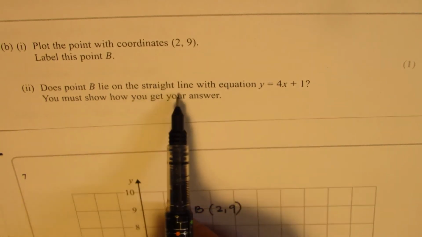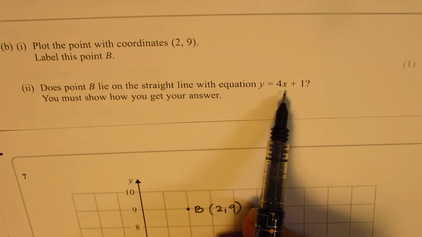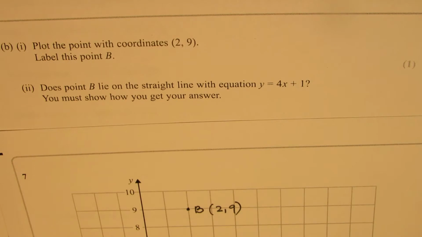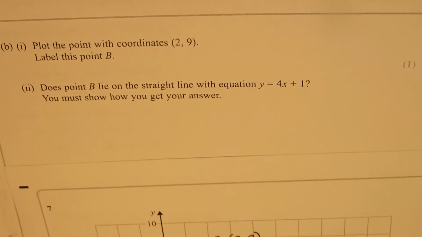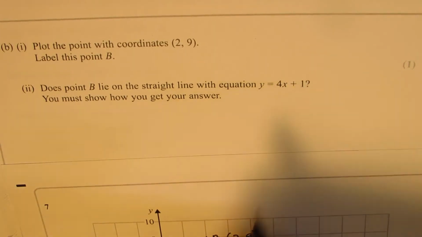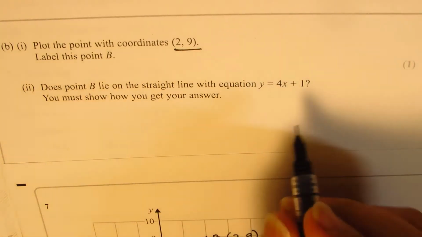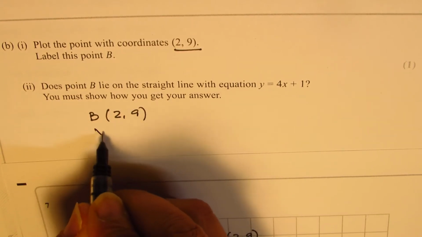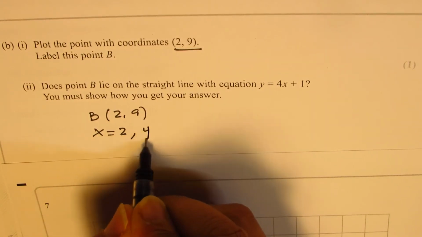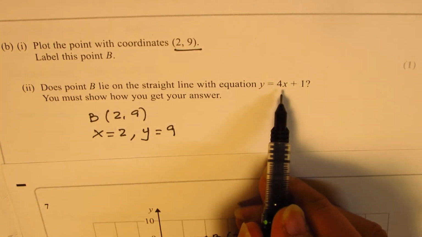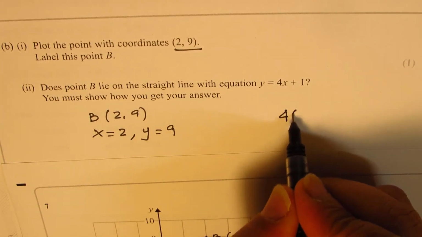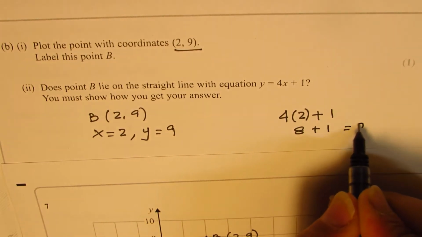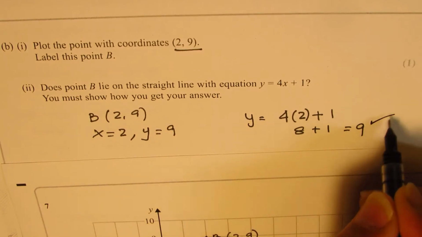Does B lie on a straight line with the equation y equals 4x plus 1? You must show how you get your answer. Okay, so if I want to show that 4x plus 1, basically B is 2, 9, right? So point B means B is 2, 9. That really means x is 2 and y is 9. So if I substitute 2 here, let's see what we get. So we get 4 times 2 plus 1. 4 times 2 is 8. 8 plus 1 is indeed 9. So y is 9, correct?